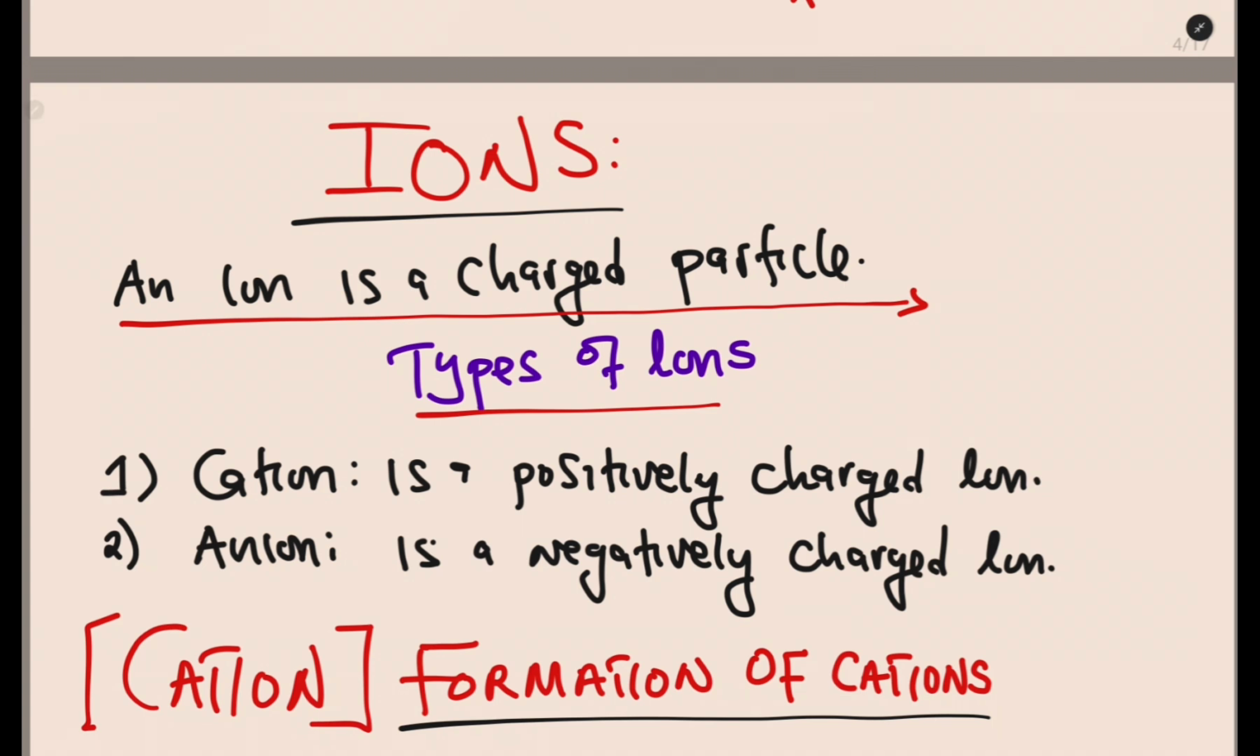To define an ion, we are going to say an ion is a charged particle. An ion is just a charged particle. Okay, and there are different types of ions.